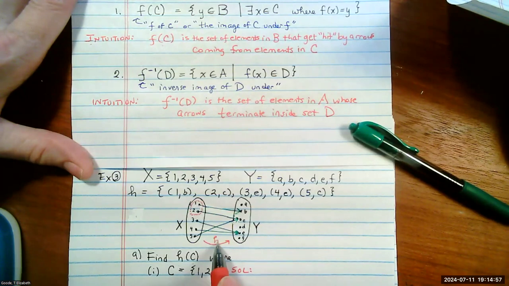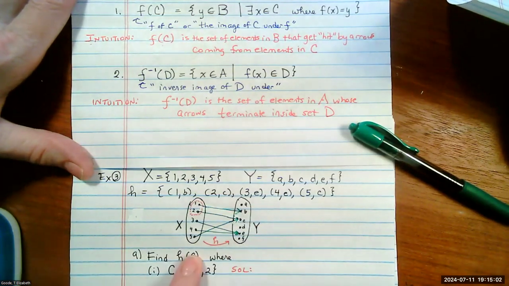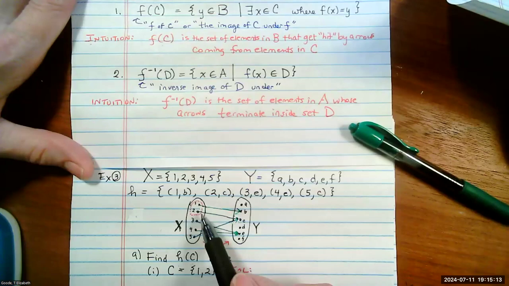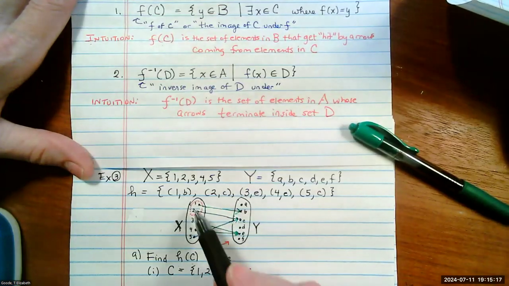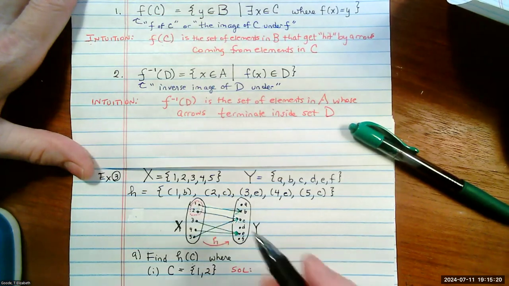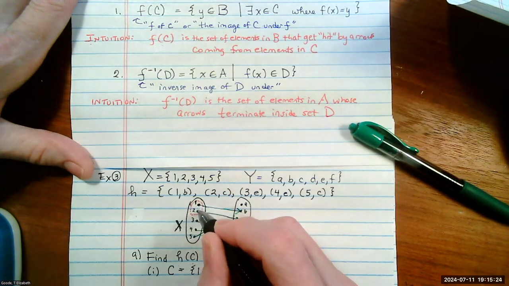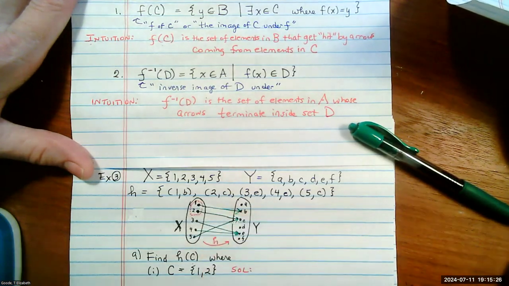The range of H is B, C, and E, but we're asking for the image of just this subset of X. That's B and C. Just B and C, right? See, because one maps to B, two maps to C, and that's all we're looking at. We're just looking inside this little red subset and asking, where do the arrows coming out of this little red subset go? And they hit B and C.